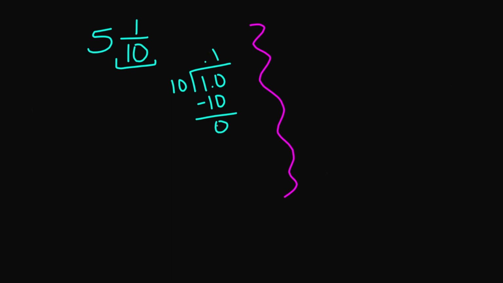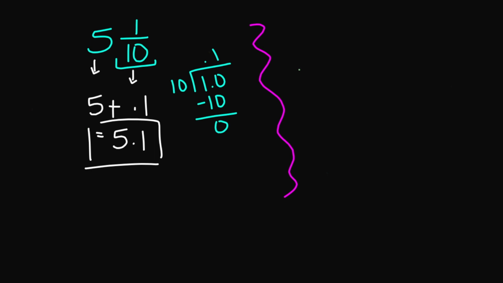So let's look at one more. Let's say I had 5 and 1/10. So I'm going to divide my 1 over 10 here. 10 is on the outside, 1 is on the inside. 10 does not go into 1, so I'm going to add my decimal and a 0. 10 goes into 10 one time. 10 times 1 is 10. 10 minus 10 is 0. So as a decimal, your 1 over 10, this is going to equal 0.1. However, I do need to bring my 5 down, so 5 plus my 0.1, this is going to give you 5.1.